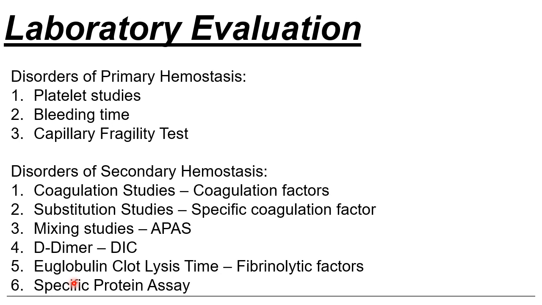And then euglobulin lysis time, we discussed this during the disorders of fibrinolysis. If you are hyperfibrinolytic, the ECLT is prolonged. Okay? And then when you want assurance of which protein is really missing, you can do a specific protein assay. If you want to know the levels of plasminogen, levels of your TAFI, the Kunitz, you can use these assays. And these are only used for research studies because these tests are very expensive.